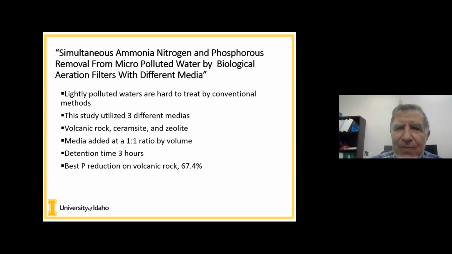Detention time and the treatment was 3 hours, and the best P reduction was on the volcanic rock, which had 67.4% phosphorus reduction. Back to the 1-by-1 ratio by volume, obviously volcanic rock showing up very well and being very plentiful in Idaho. This is, but it sounds like a terrible ratio to have to handle to get the treatment.